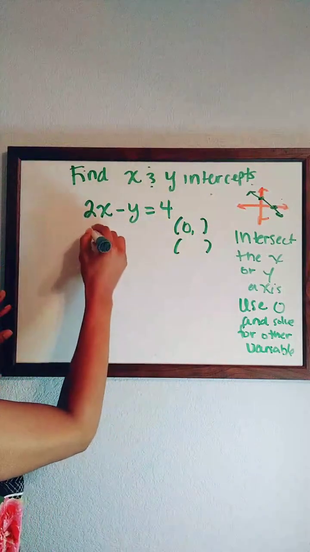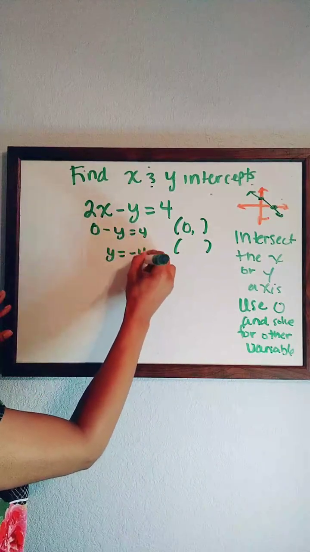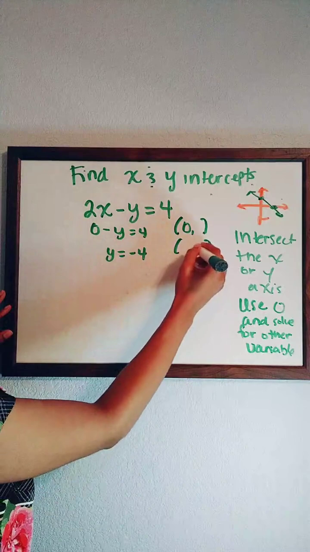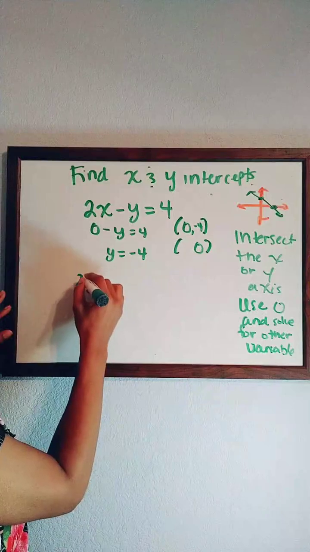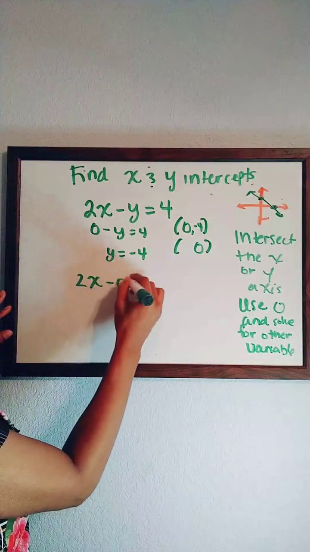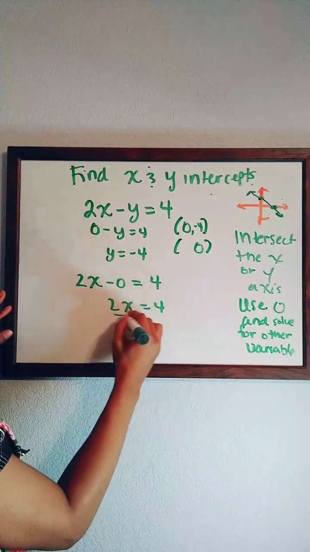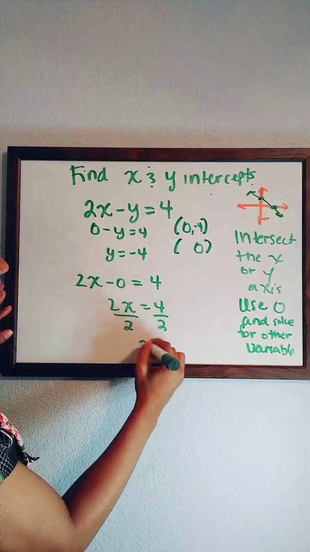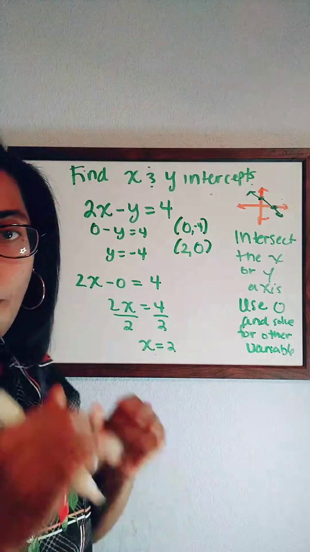Zero for x gives me y is equal to -4. And then if I do a 0 for y, that would be my 2 points.